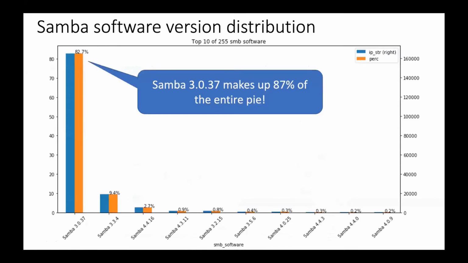So the first thing I did was, oh well, okay, let's look at the distribution of Samba versions over this population of 200,000 devices.